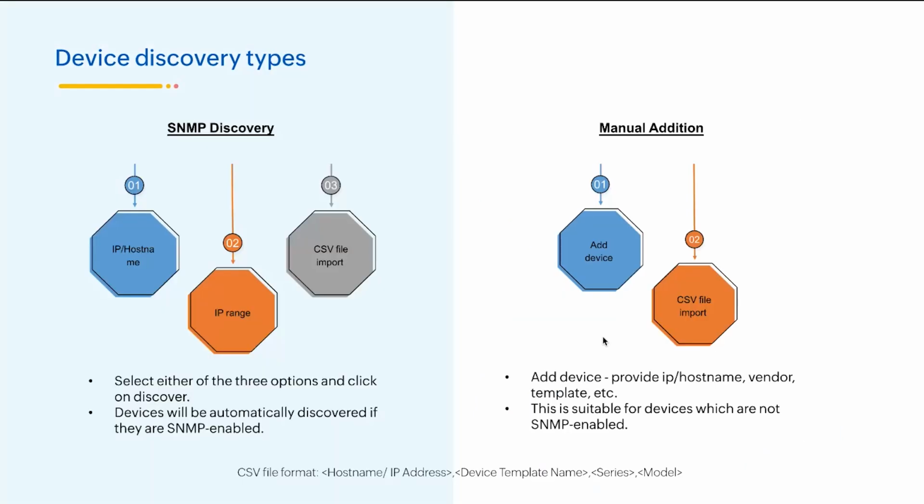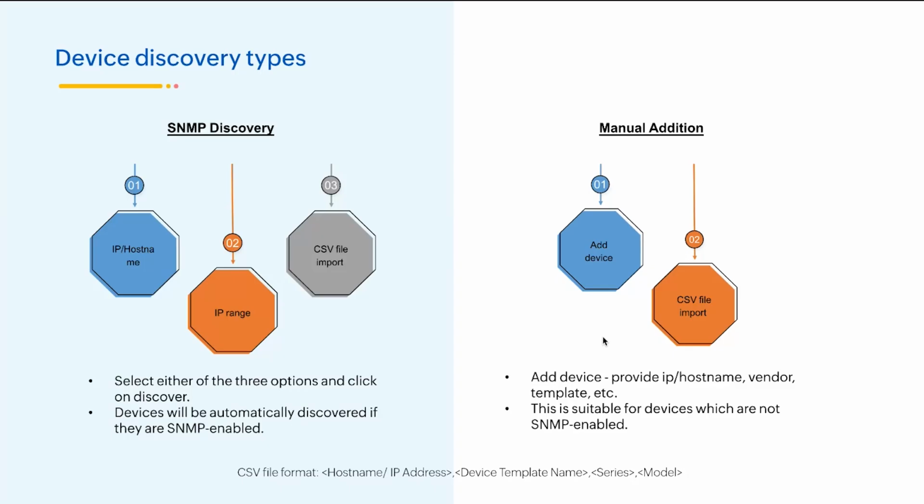So these are some of the device discovery types available in NCM. One is SNMP discovery and the other is manual addition. SNMP discovery is for SNMP enabled devices or SNMP supported devices. We can discover the devices in three ways.